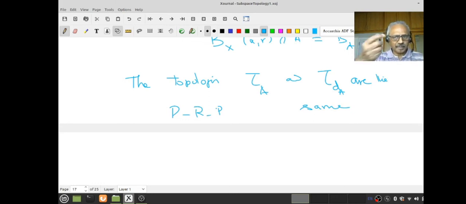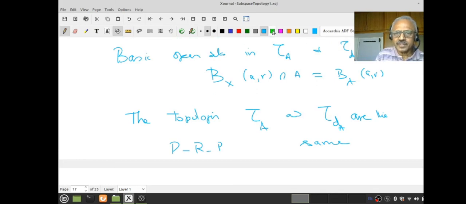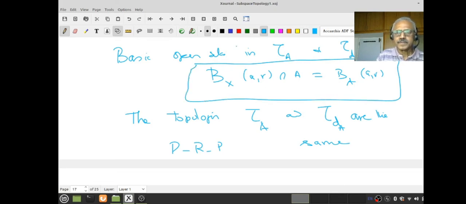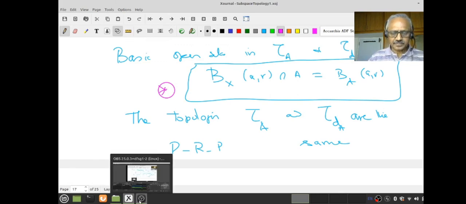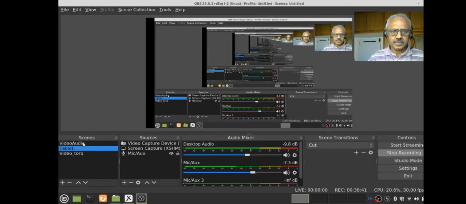So many of you may find it a little overwhelming. Go slow, repeat again. Keep the picture in mind. This is the only thing you need to understand this example. That's it. So try to go through it.